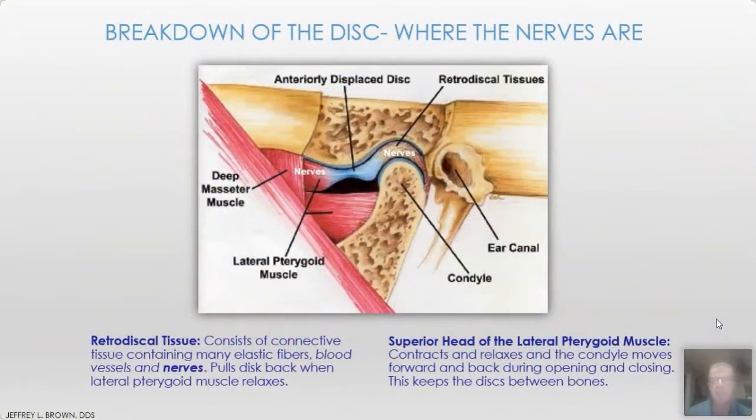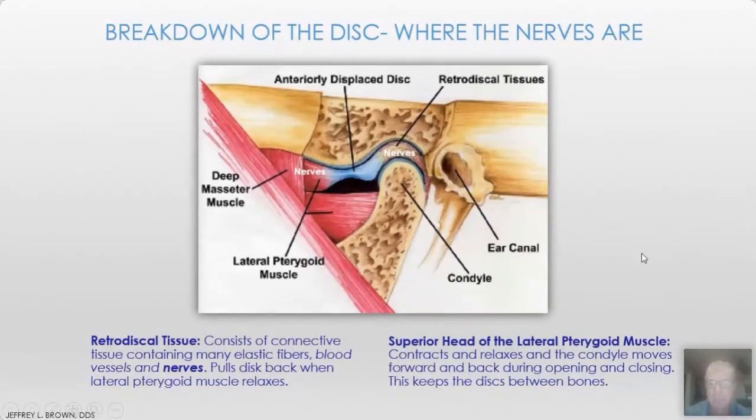Okay, so where are the nerves? They're literally all over the place. There's nerves, there's blood vessels, there's muscles all over. The interesting thing I'm getting a lot more of these days is the tinnitus issues, because when that disc is slipped anteriorly, as you function, I'm finding the condyle pushes back towards the ear canal, causing all sorts of issues.